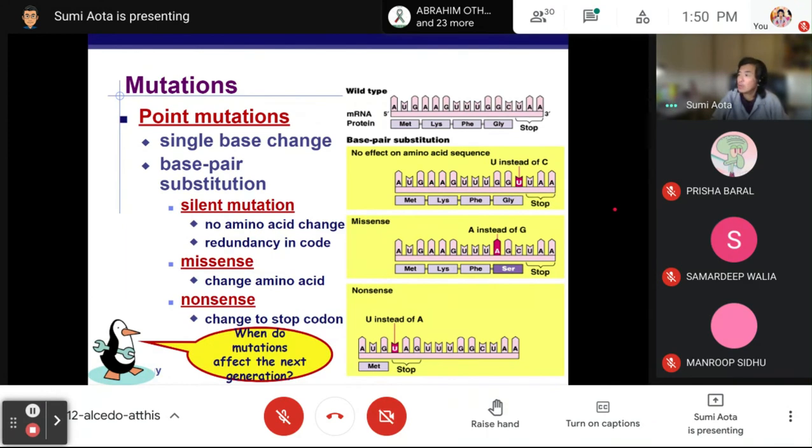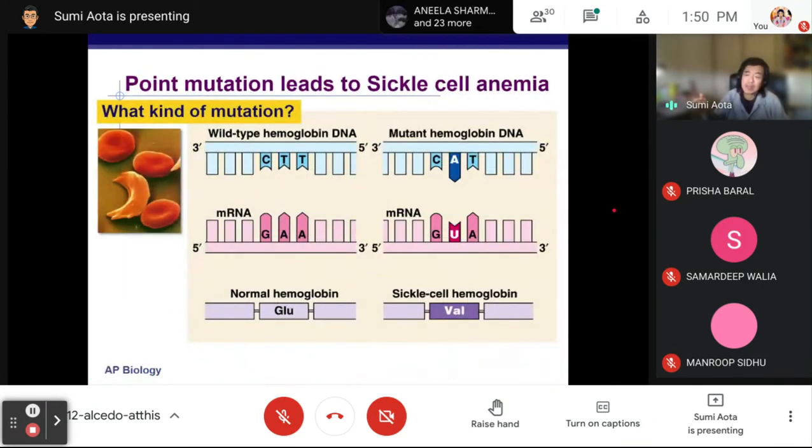Okay, so if we look at something like sickle cell anemia, which is hereditary, it's hereditary because these mutant DNAs are also found in the reproductive cells. That's why it can be passed on. Okay. So in normal hemoglobin, you would have CTT. So the mRNA would code GAA, which gives you the amino acid glu. Okay. But if you have sickle cell anemia, then you received a mutation in your hemoglobin DNA that changed CTT to CAT, giving you an mRNA codon of GUA, which codes for valine.